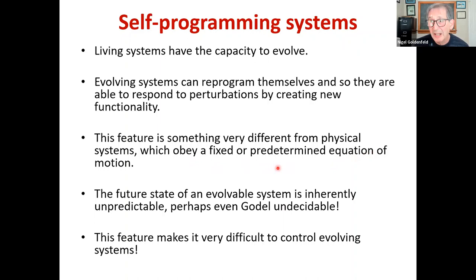In fact, I suspect that the future state of an evolvable system is inherently unpredictable, perhaps even Gödel undecidable. And the reason I think that is because evolving systems are able to literally create new functionality and therefore new dimensions to their phase space, and perhaps even change the cardinality of the phase space. And so it's very difficult to say where the system is going to be at any future time. If it's going to be difficult to say where it's going to be at a future time, that makes it very difficult to control evolving systems.